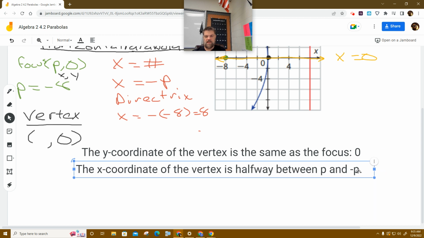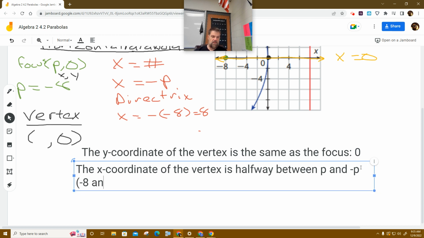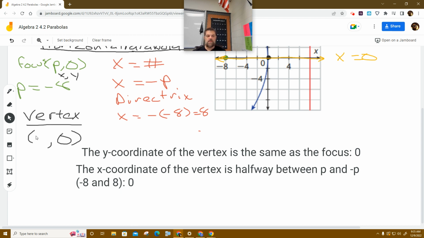And so what is P and negative P? Well, that would be, what's P? Negative 8 and 8. Well, what's in the middle of negative 8 and 8? 0. So then my vertex occurs at 0.